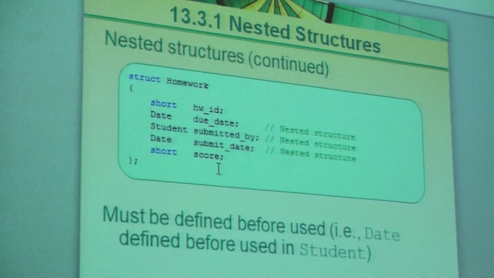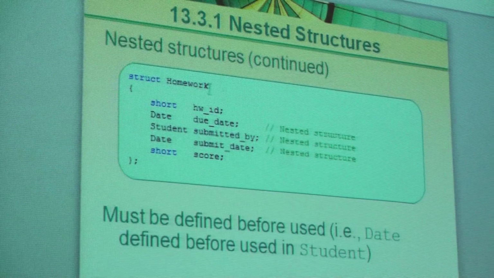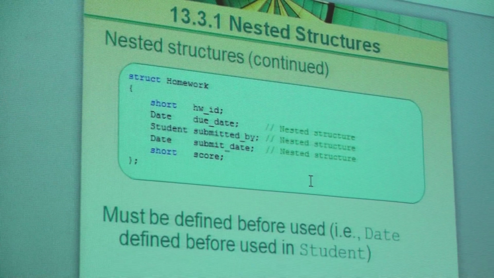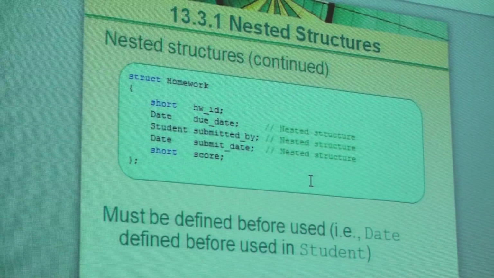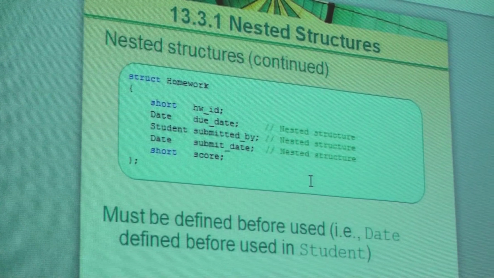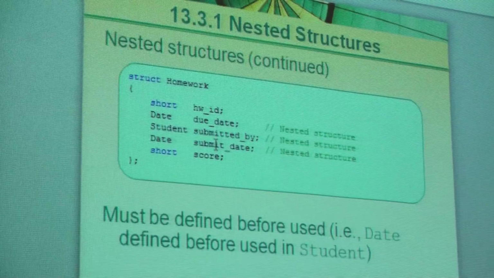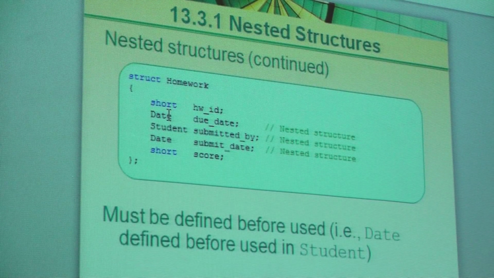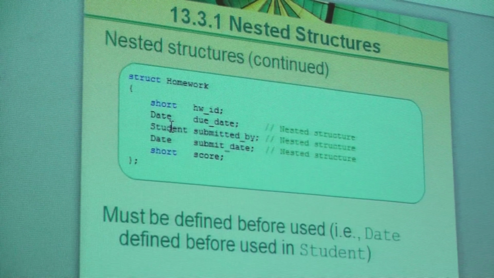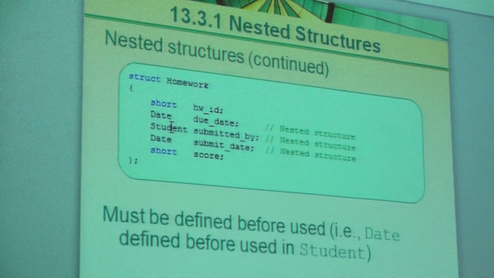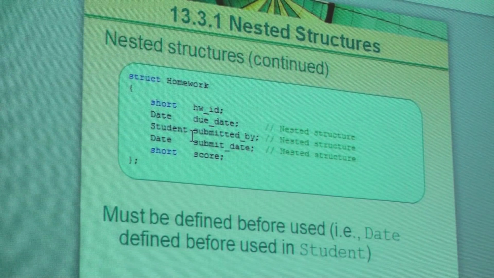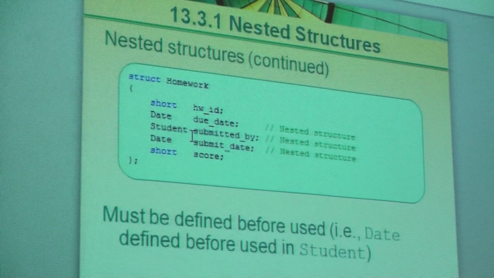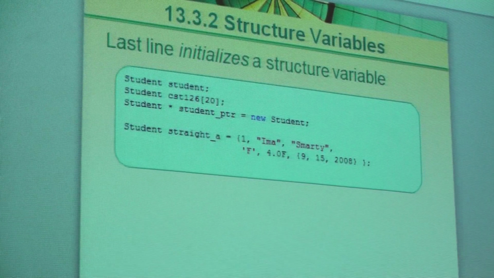So the question becomes, for a homework structure, how many dates are there? How many date structures are there actually in one homework structure? There's one here. There's one there. And is there one in student? Yeah. So we have actually 3. The one in student is one level down yet. Okay.